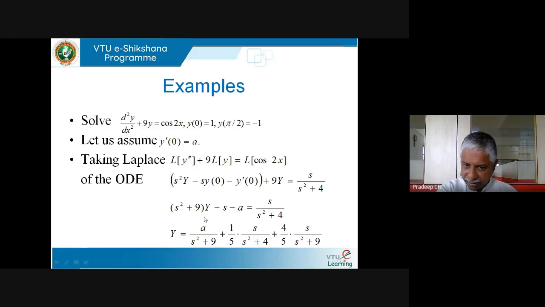So when I take s square plus 9 below here, I'll get s by s square plus 9 into s square plus 4. So I know how to write s by s square plus 9 into s square plus 4 as partial fractions. That's what I have done here. I have done it, but I have not written down the details here. So you please do that part. You know how to find partial fractions.